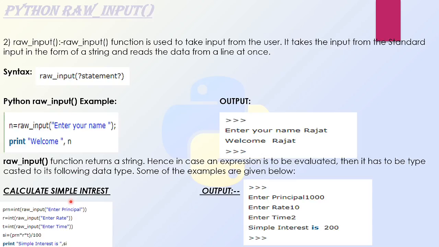Here we calculate simple interest. Firstly, we take the input of principal, rate and time. Here raw_input, enter principal, enter rate, enter time, and here it is typecasted to int. So when we calculate simple interest from these three values, we get simple interest 200, as the inputted values are 1000, 10 and 2.